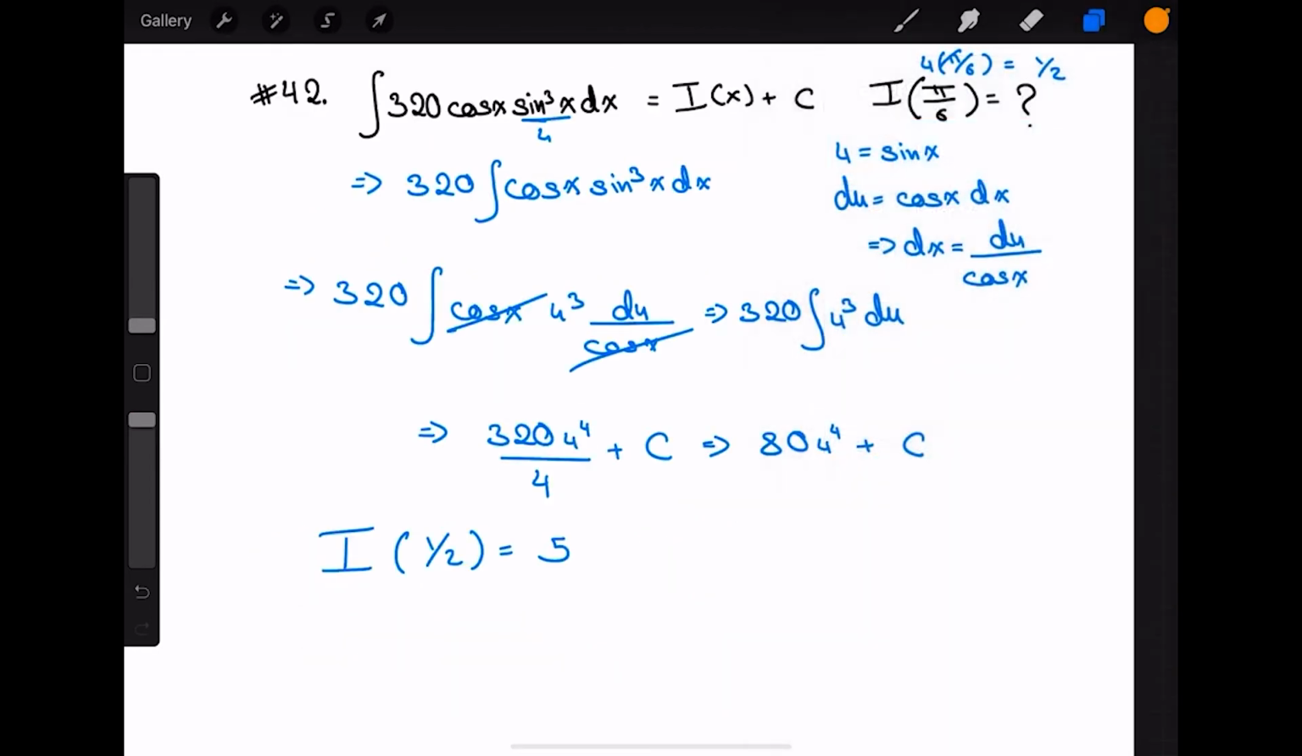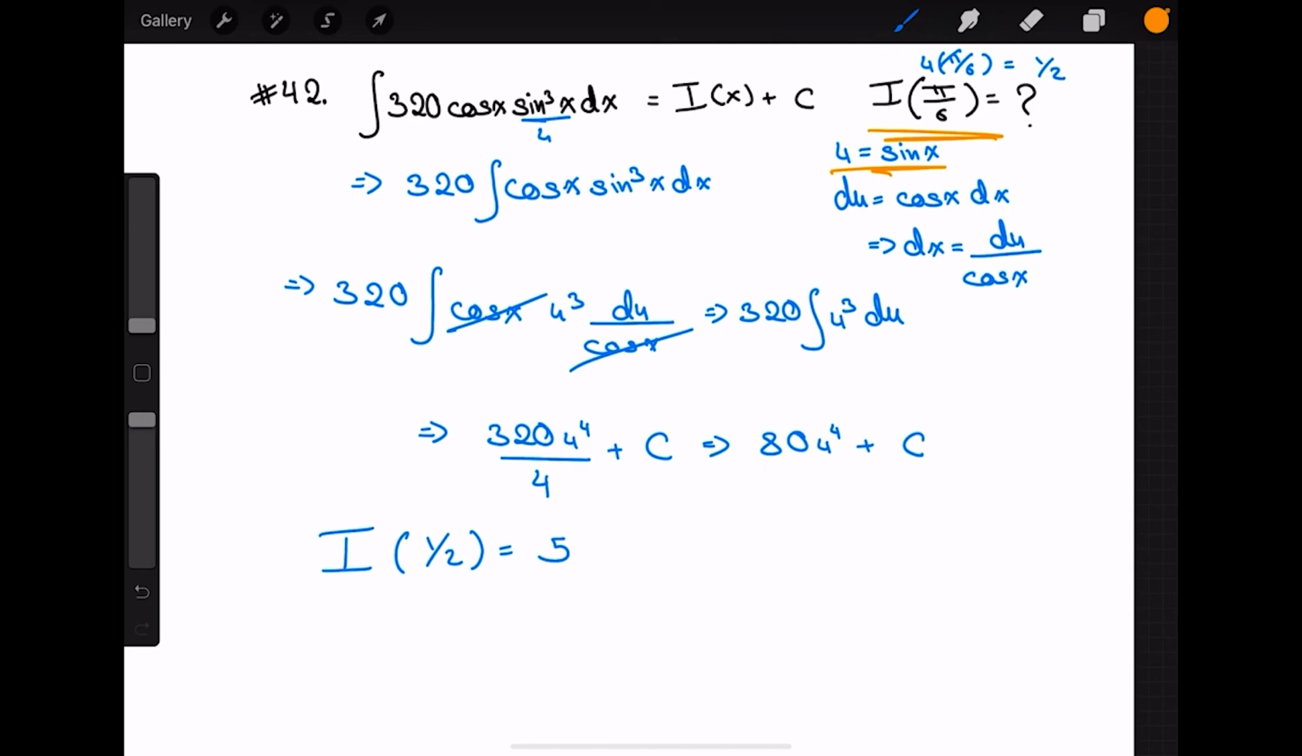Moving on to the last question for section 5.1. Integration of 320 cosine x sine cubed x. And they're looking for I of pi over 6. So for sine cubed x, you'll just take sine x as your u. Du would be equal to cosine x. Do not mix up the negative sign for when you integrate sine and when you derive sine. When you derive sine, cosine will be positive. When you integrate sine, cosine will be negative. Please do not confuse these two when you're solving.